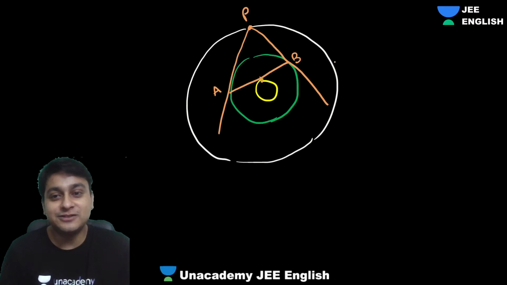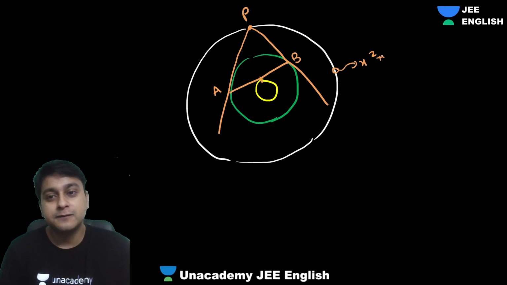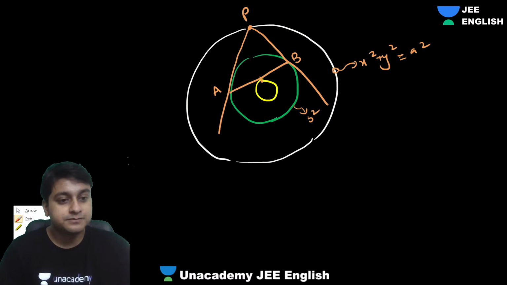So the first circle everyone knows is x² + y² = a². This is the circle x² + y² = a². Then this green one is b². This one is c². Fine.